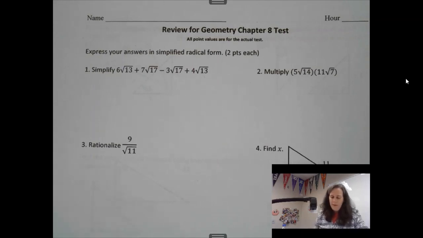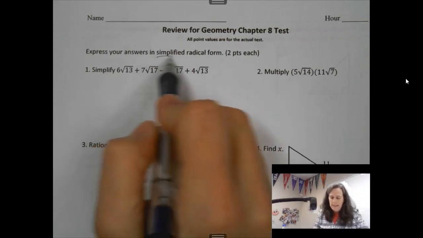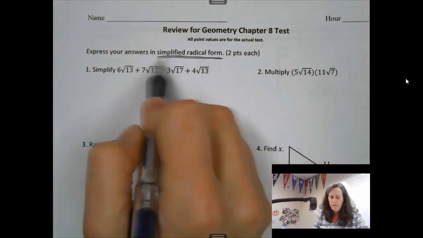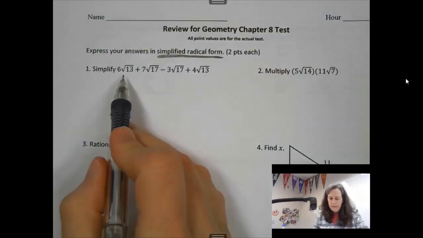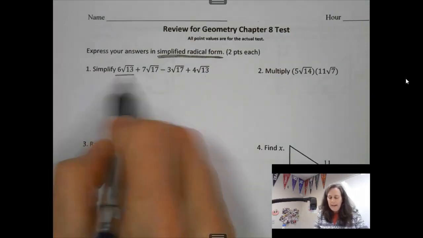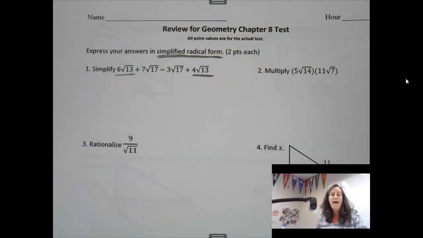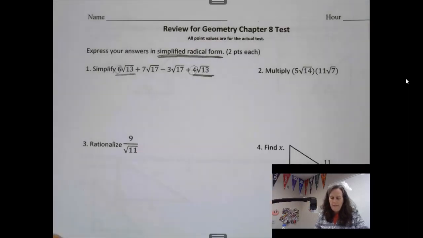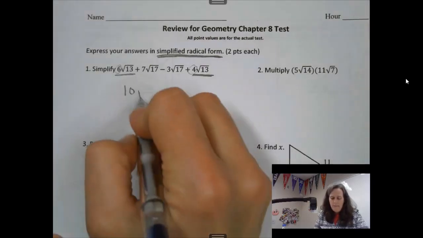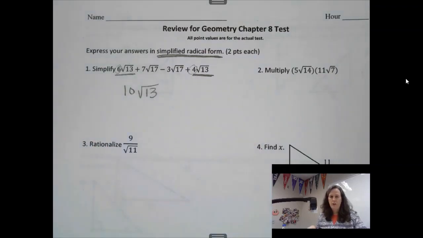All right, when we add radicals, and I want to underline this, simplified radical form for these four answers, okay? Simplified radical form. When you add radicals, they have to match. So those two are both square root of 13. I can put them together. And what we do is take the coefficients, add them together, so 10, but then the square root of 13 doesn't change. It stays the same.